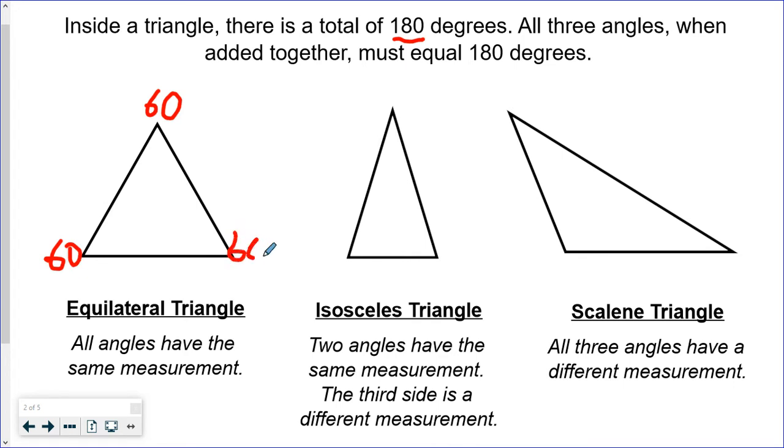All 3 angles, this angle right here, this angle right here, and this angle right here, all 3 of them are the exact same measurement. So if all the sides are the same, all the angles are going to be the same number as well. Now we know that in an isosceles triangle, 2 of the sides are the same measurement. Well, if 2 of the sides are the same measurement, that should also tell you that 2 of the angles are going to be the exact same measurement.